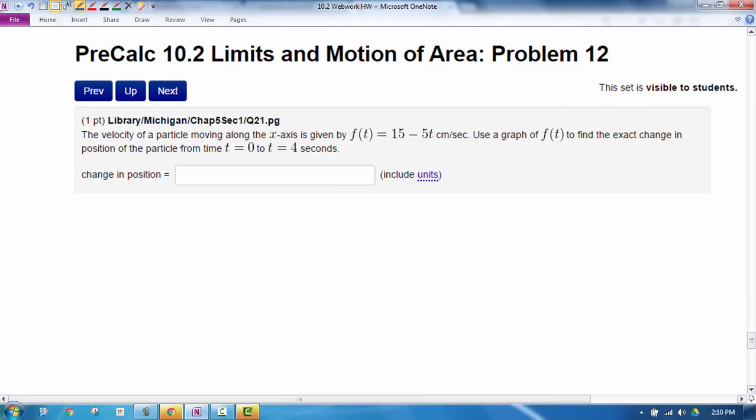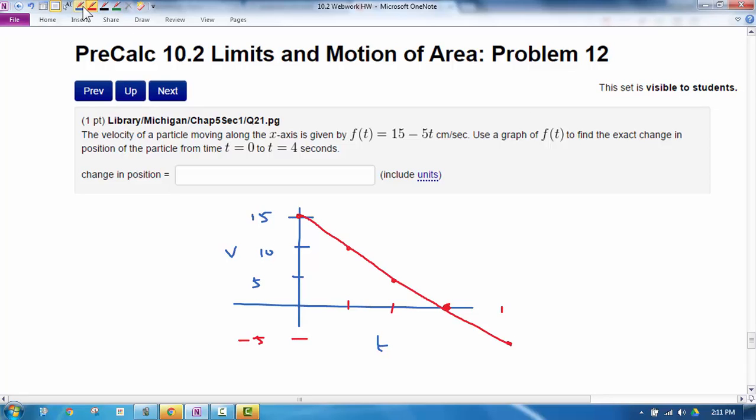Next question is number 12. It says the velocity of a particle moving along the x-axis is given by this function right here. Use the graph to find the exact change in position of the particle from 0 to 4 seconds. So if this is a velocity time function, let me go ahead and graph this real quick. It starts off at 15 here, so here would be 5 and 10. And it's decreasing by 5 every second. So after 1 second, it's at 10. After 2 seconds, it's at 5. And after 3 seconds, it's at 0. At 4 seconds, I'm going to have to go to -5 here. And so here's what it looks like.